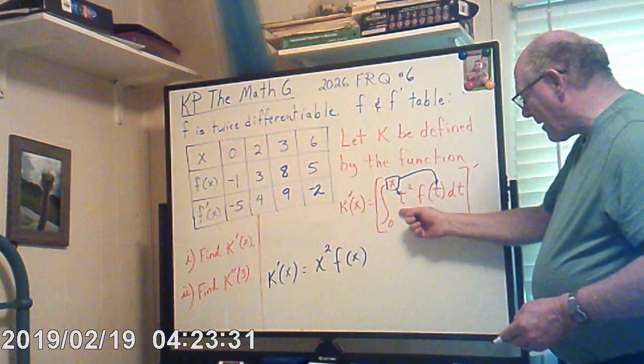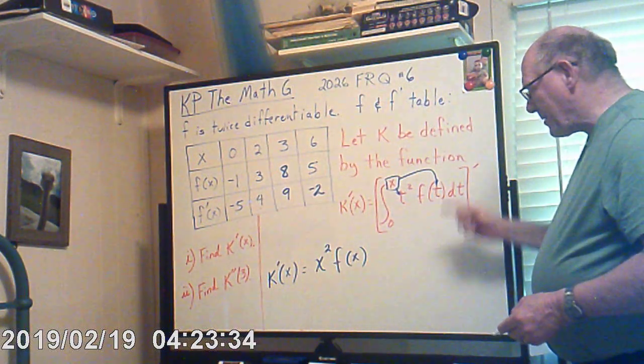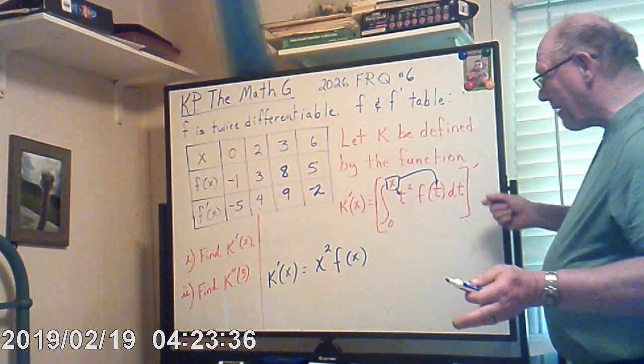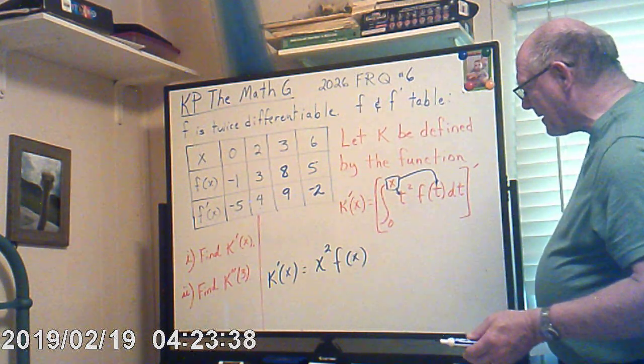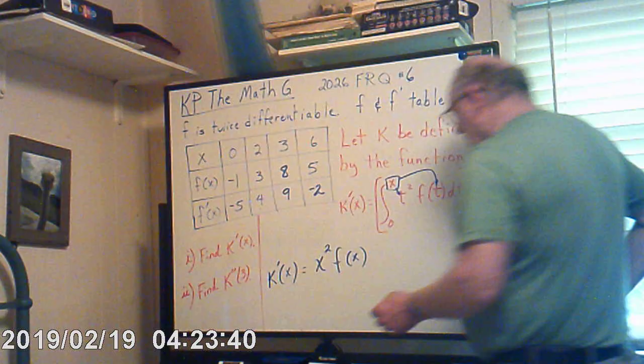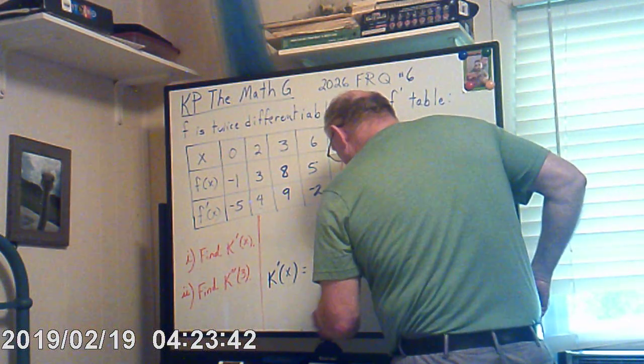But you just write it as is right here. There's nothing to do. You've done it. You have actually found k prime at x. So now we're going to find k double prime.